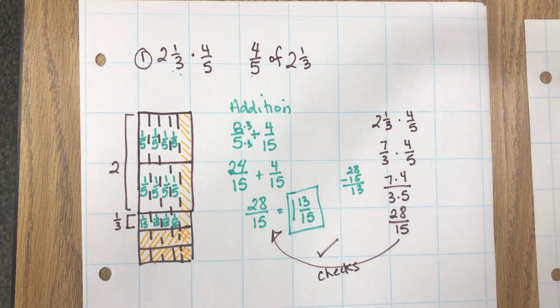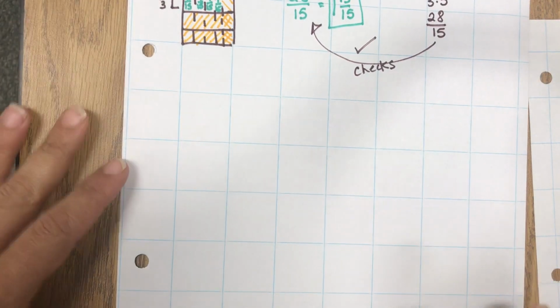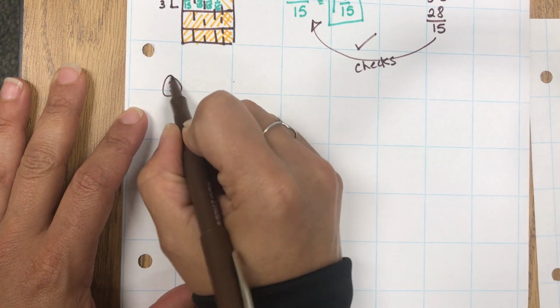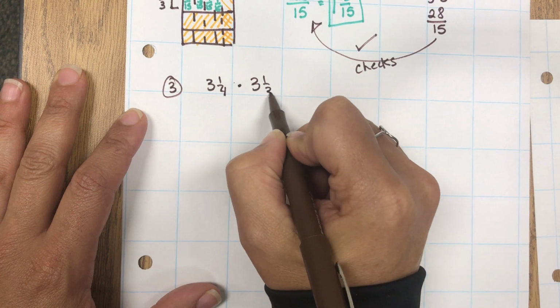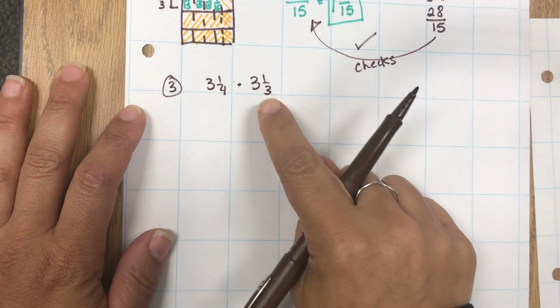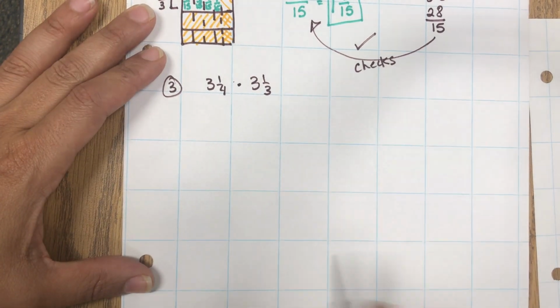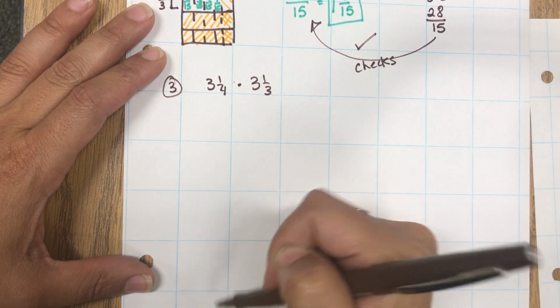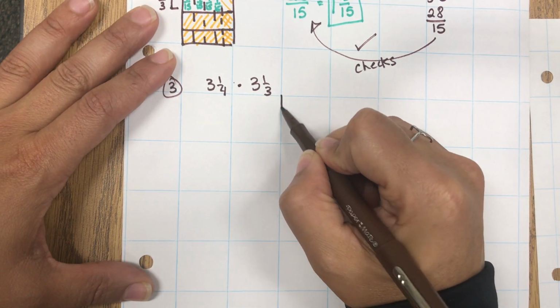Okay, I will do one more. I will do the last one. So here, this is the third one, 3 1/4 times 3 1/3. So I could ask myself, what is 3 1/3 of 3 1/4? So I have here 3 wholes, and I need a fourth one. So I'll do this here.